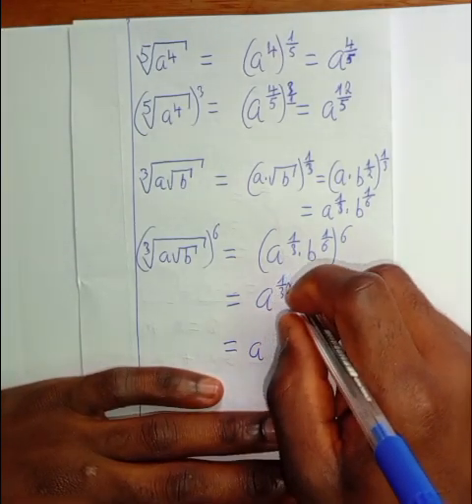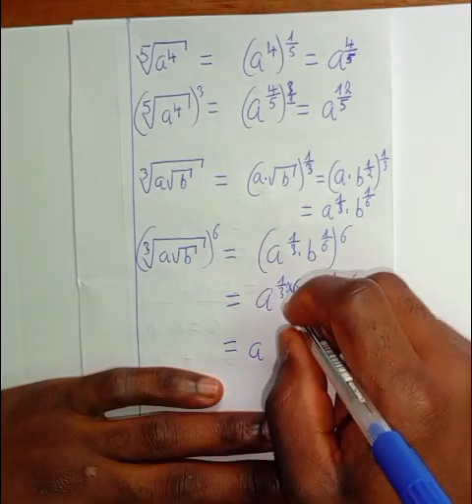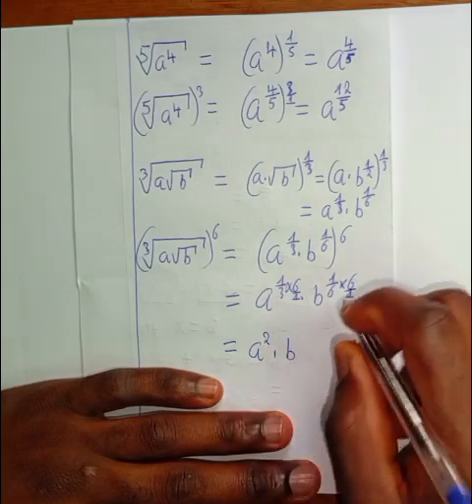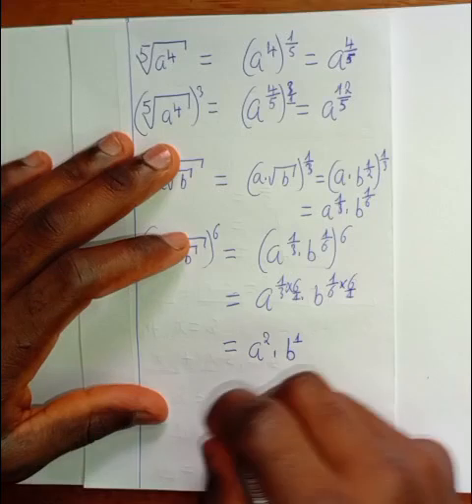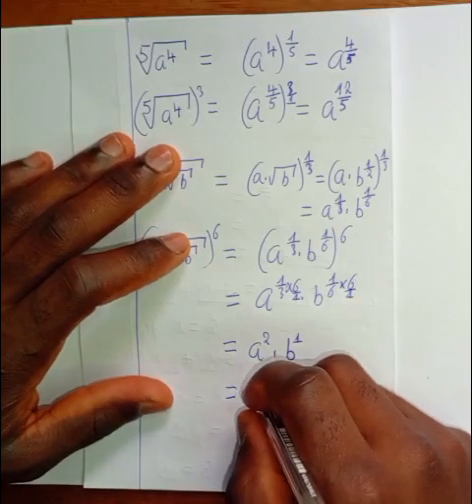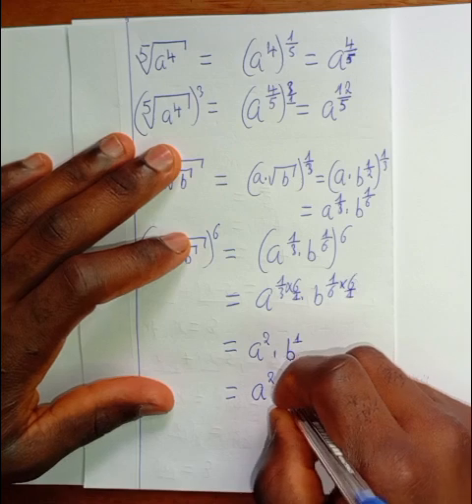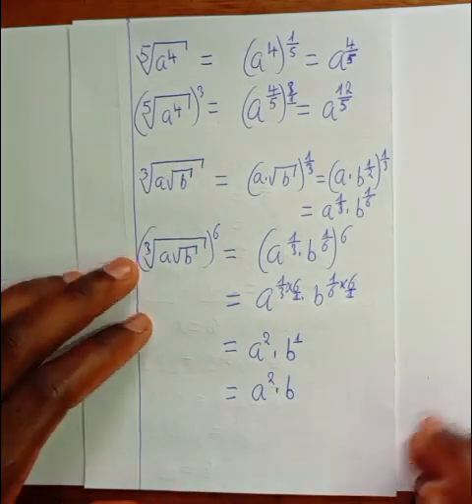We know 3 will go here 1, 3 will go into 6, 2 times. 2 times 1 remains 2, 2 over 1 remains 2, a squared times b raised to the power 6 will cancel 6, b raised to the power 1. And this will simply be equal to a squared times b. B raised to the power 1 remains b.